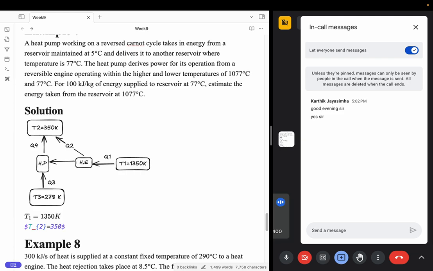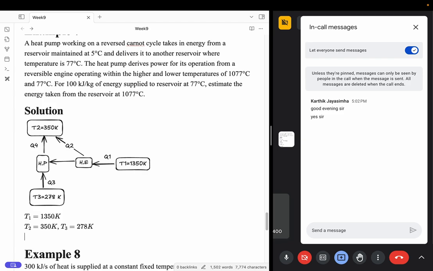So Q2 is energy supplied to the reservoir. Then what about Q4? Q4 is also being supplied to the same reservoir. So what is 100 then? It's a combination of both. So the total energy supplied to the reservoir is Q2 plus Q4. Both of these are getting supplied to the same reservoir. So Q4 plus Q2 is your 100. So this is the information that is provided in the problem, and you are required to find Q1.